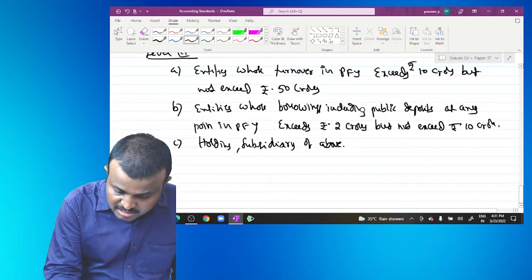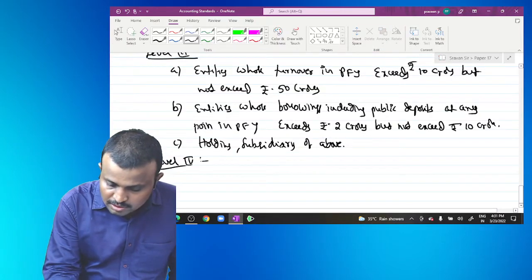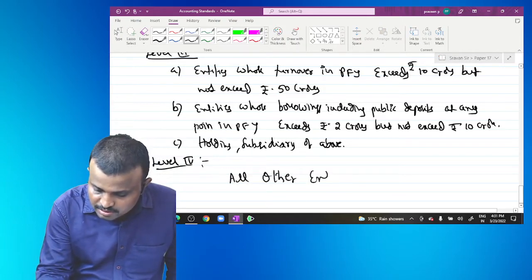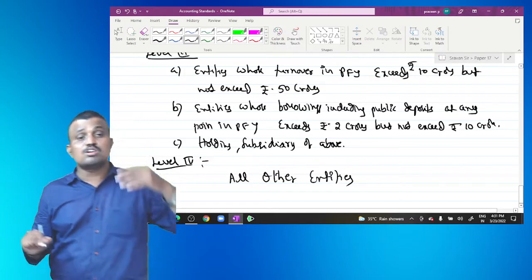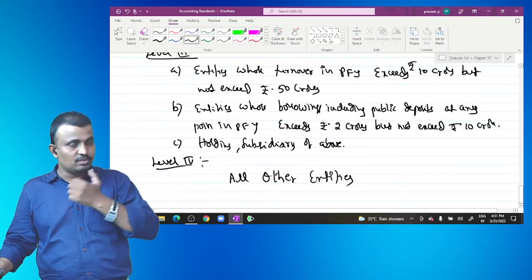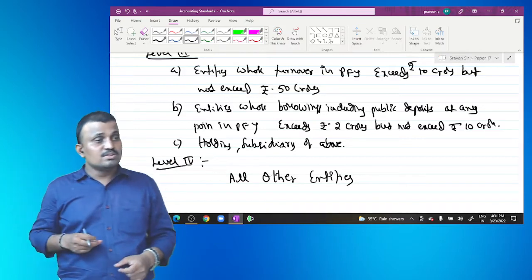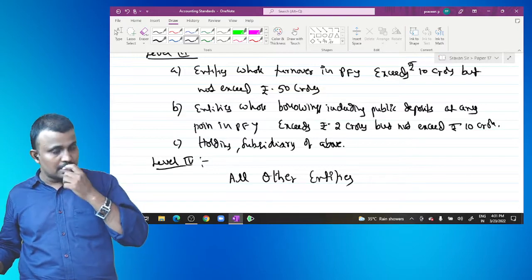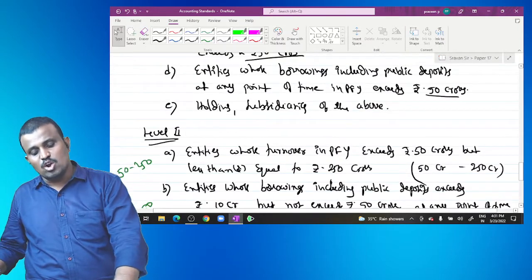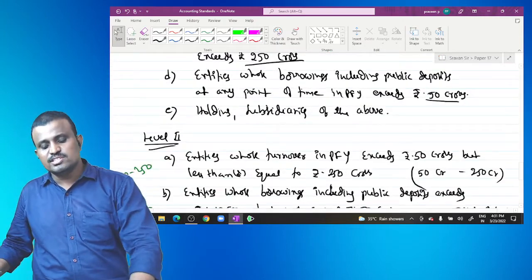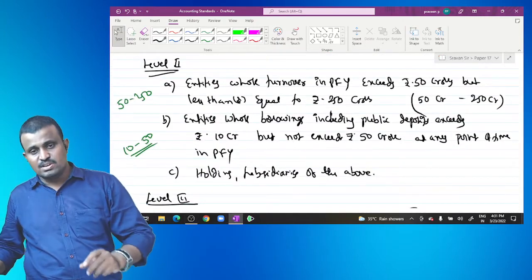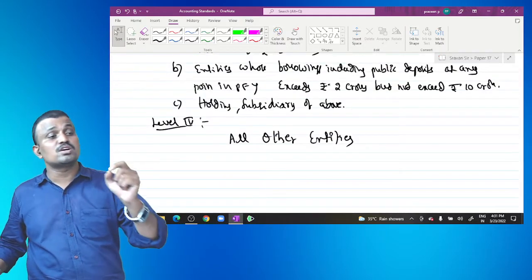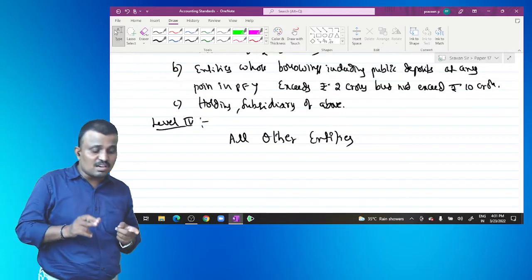And the final one is Level 4. All other entities which are not covered in the above three. So these are Level 1, Level 2, Level 3 and Level 4 entities. Level 1 is said to be large enterprises, Level 2 is said to be small and medium enterprises, Level 3 is said to be small enterprises, and Level 4 is said to be micro enterprises.